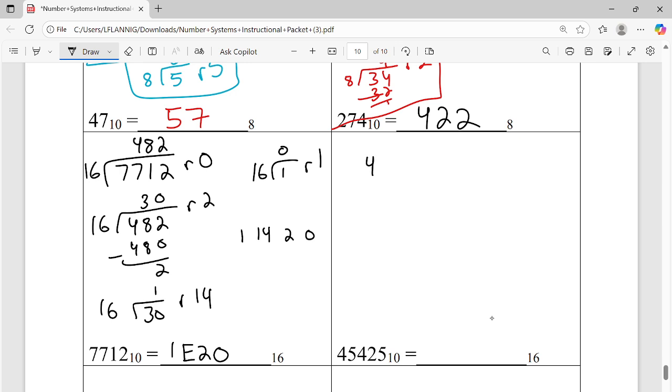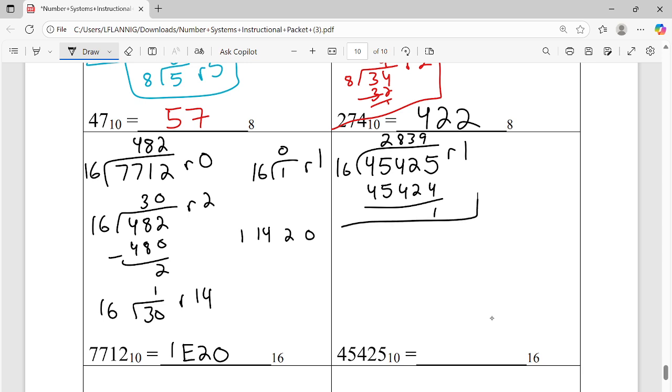45,425. Take that and divide it by 16. So do that in the calculator, 45,425, and divide that by 16 is 2,839. If I take that number, 2,839, and multiply it by 16, I would get 45,424. So just a nice remainder of 1. So that's the first step.